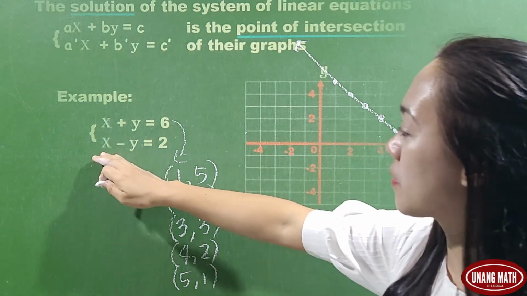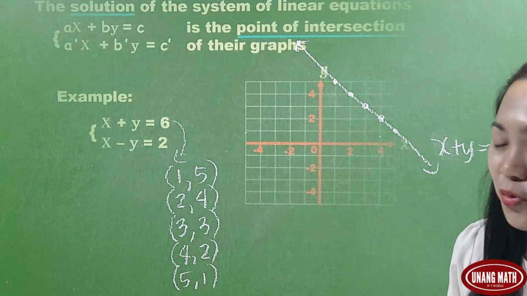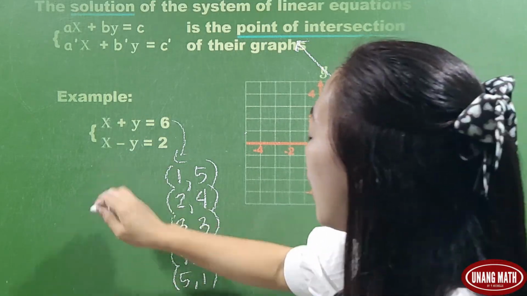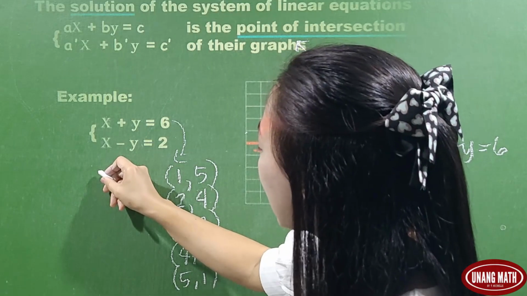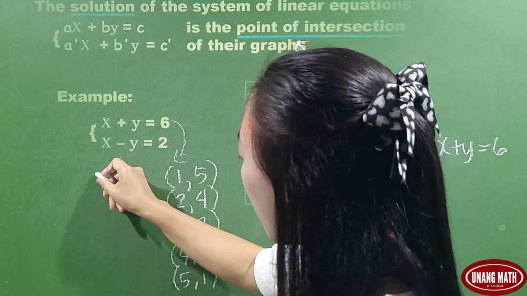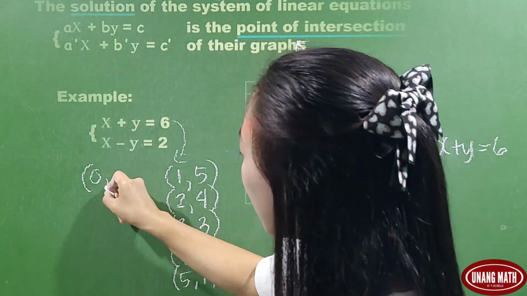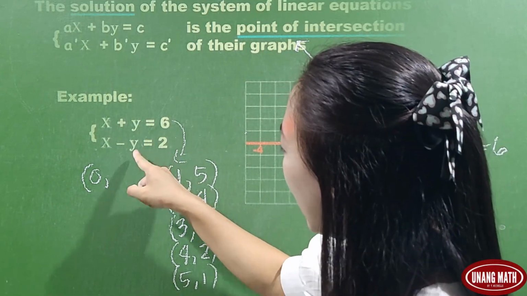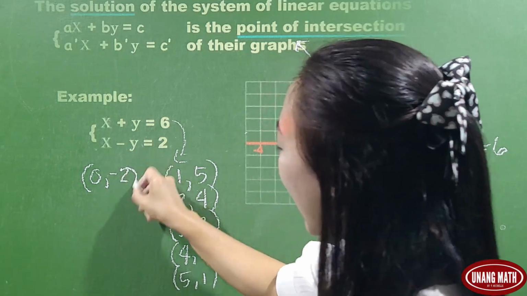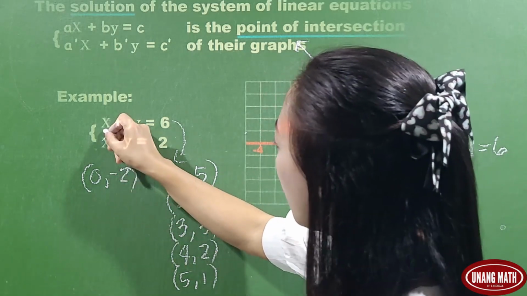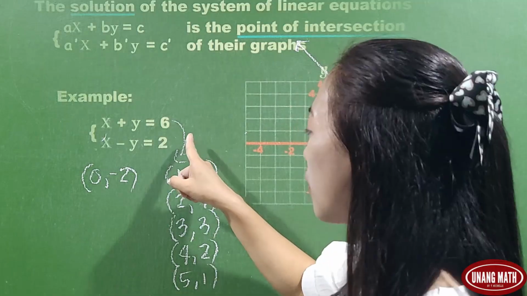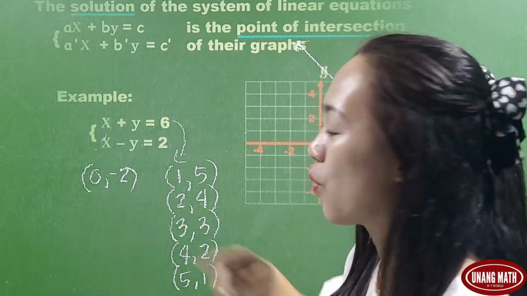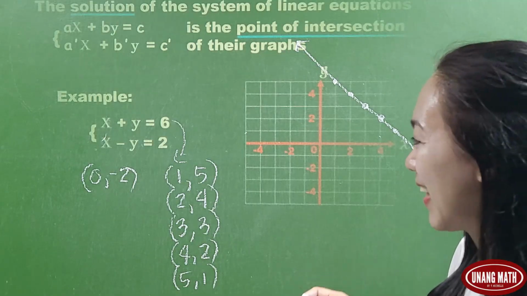Okay, how about x minus y is equal to 2? So we have to know the x and y coordinates of each point also. So let's say x is 0. So if x is 0, then that means y is negative 2. So 0, 2 minus 0 is 2. 2 divided by negative 1 is negative 2. So y coordinate is negative 2.